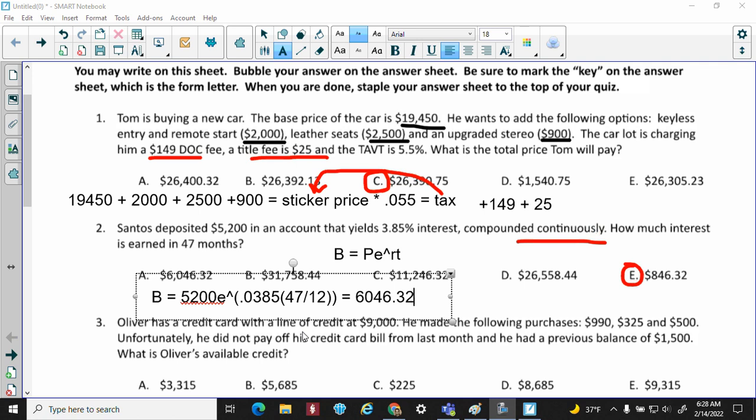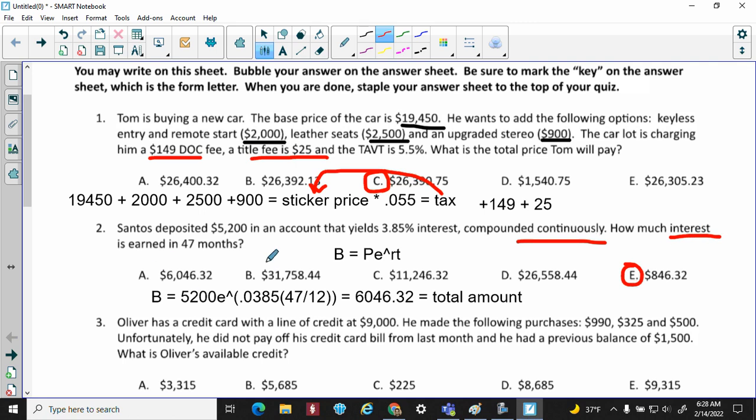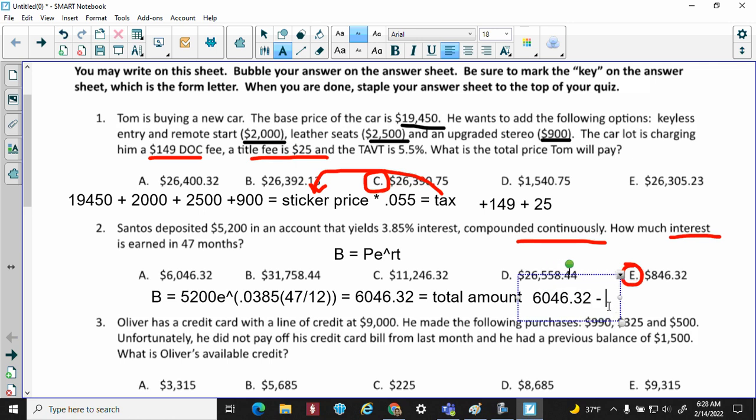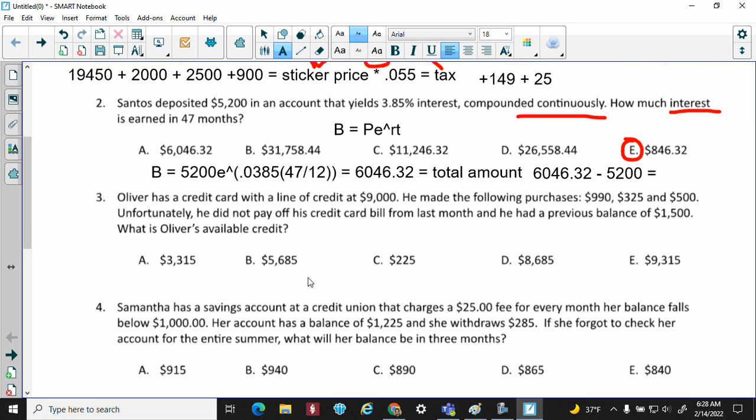6,046.32. But remember, notice how the problem started with a B. So remember that this equals the total amount, but that's not what the question's asking. It's not asking how much money does he have. It says how much interest. What that means is how much money did he earn, or how much money did he make. So very simply, what I'm going to do is 6,046.32 subtracted by the initial amount, 5,200, to get my answer. Make sure you read carefully what the question's asking and make sure you understand the formula you're using. Question number 3. The answer is B.